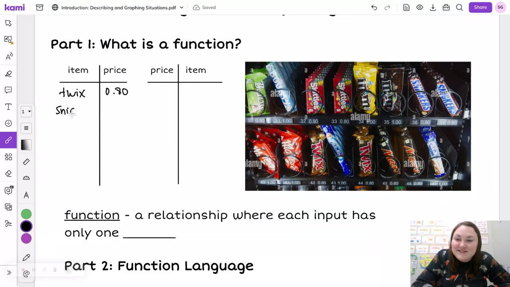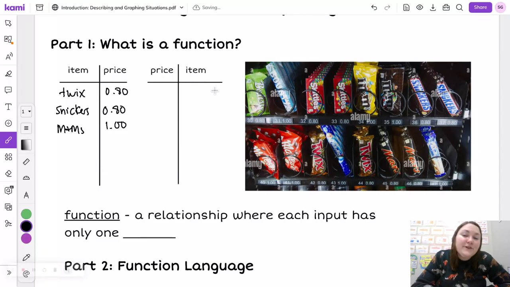And we could keep doing this, right? Do you see how much Snickers cost? Snickers are also 80 cents. And then do you see how much M&Ms cost? M&Ms are $1. And so we could keep doing this if we want.